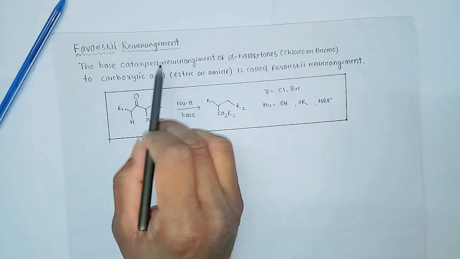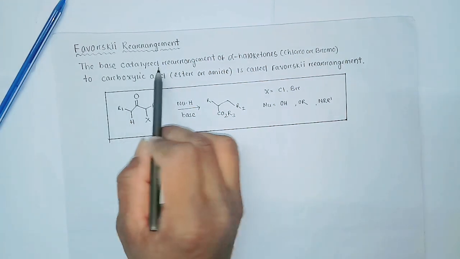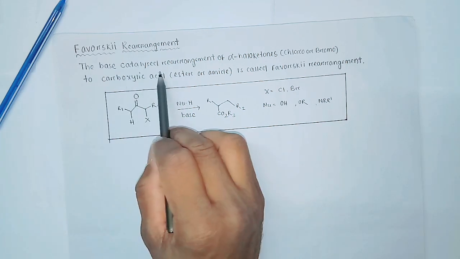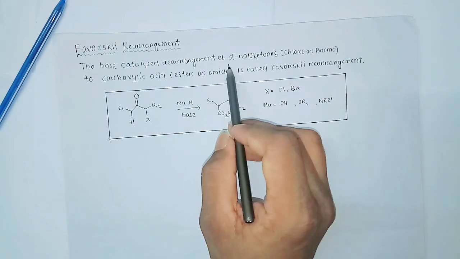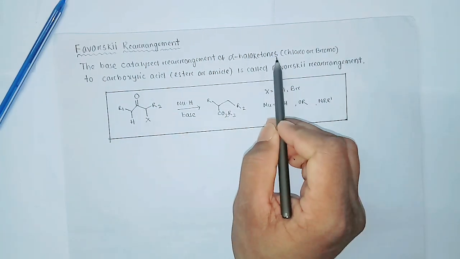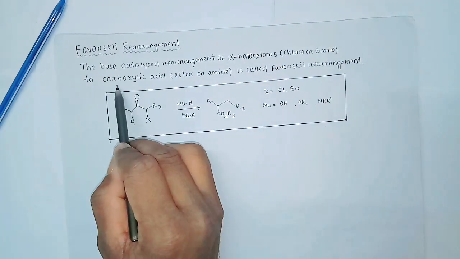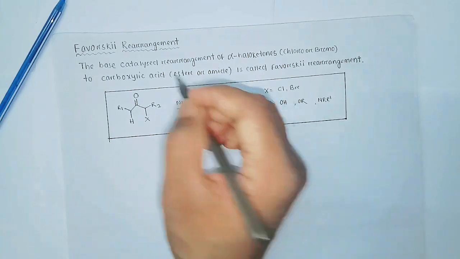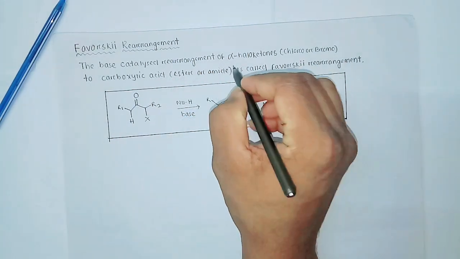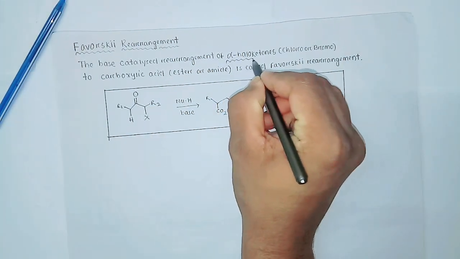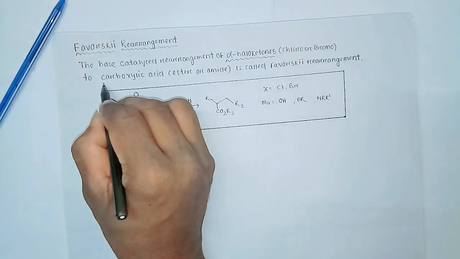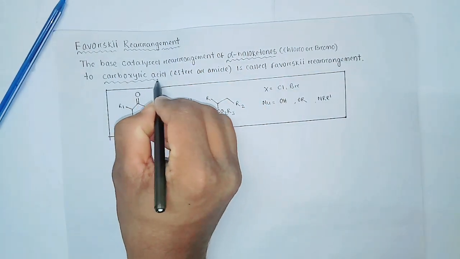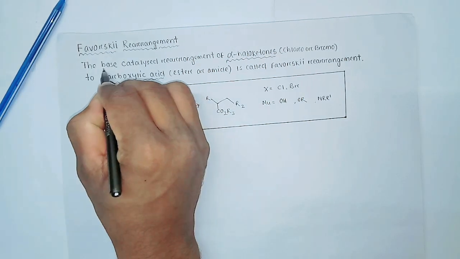So in this rearrangement we have a base catalyzed reaction. It is the base catalyzed rearrangement of alpha haloketones to carboxylic acid, and it is called the Favorskii rearrangement. Simply we can say that alpha haloketones are converted into carboxylic acid in the presence of a base catalyst.